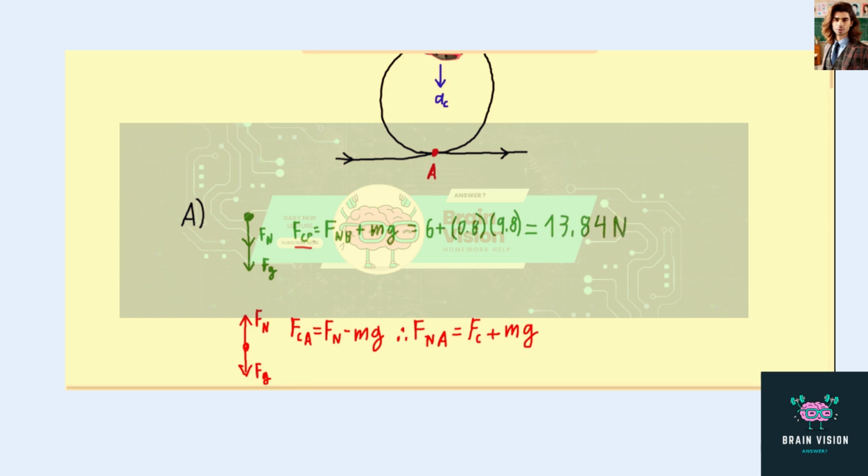Now let's get rid of these subscripts because we just said that the centripetal force has to be the same. So now we have to bring this value down here and say that the normal force at point A will be equal to 13.8 plus 0.8 times 9.8. And that'll give us a force of 21.64 newtons. And that is our final answer.